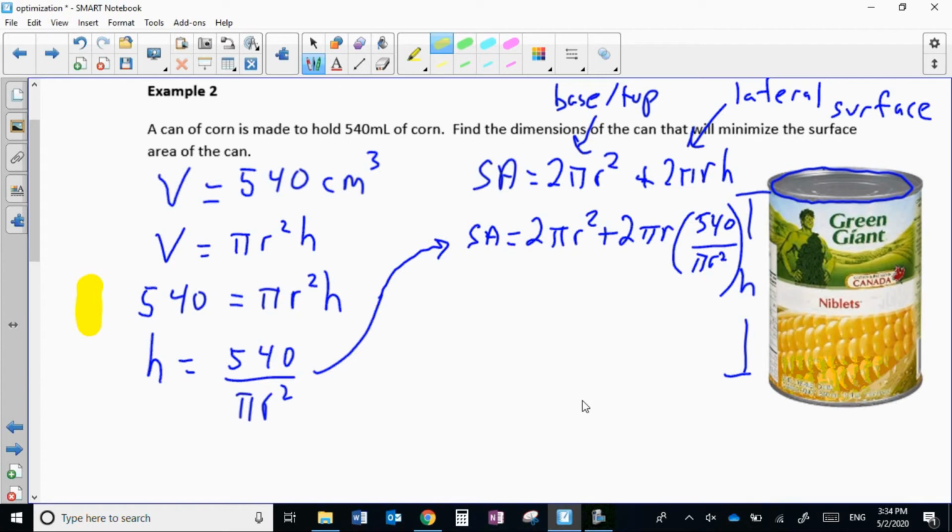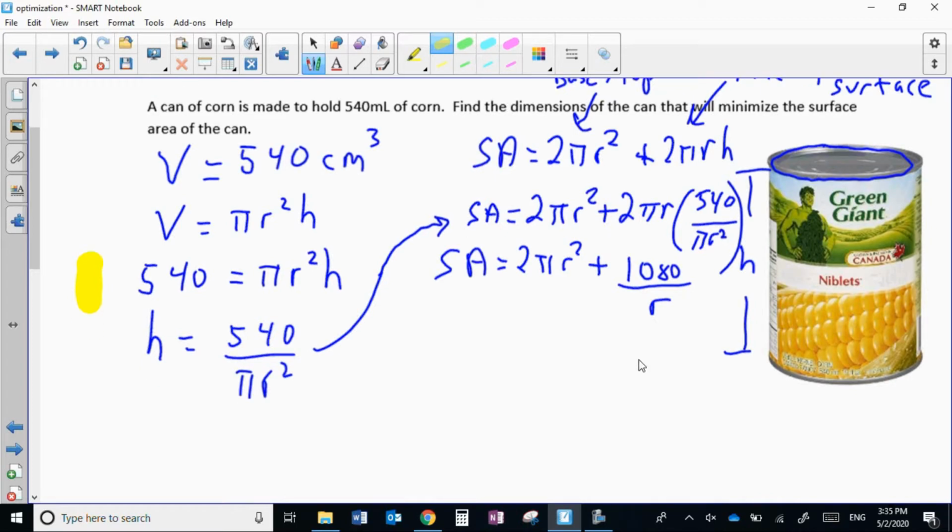So when I first sub it in, that's what I get when I sub in h equals 540 over pi r squared. And I'll just simplify a little bit. So the pi divides out, and so does r and r squared. And 540 times 2 would be 1,080. So I get that right there. That is the formula now that I want to find the optimal value for.